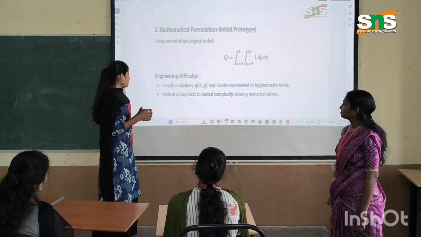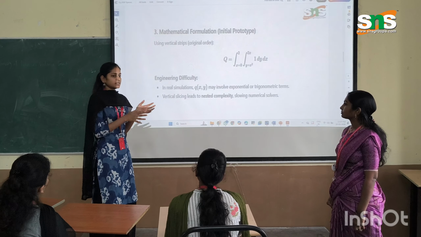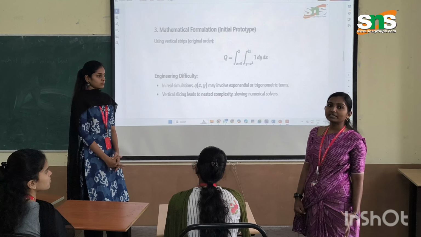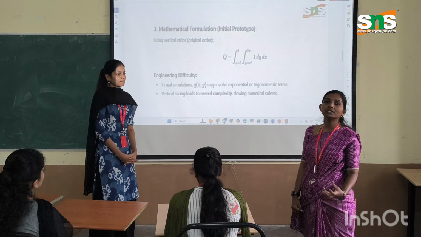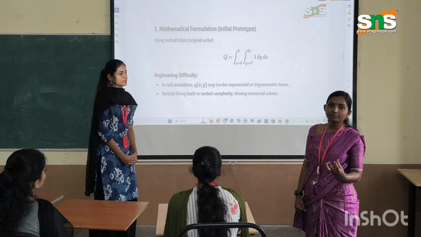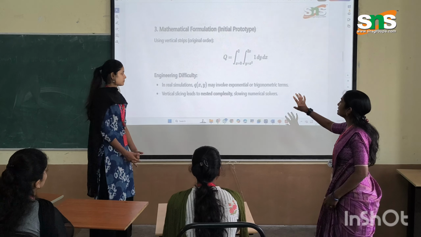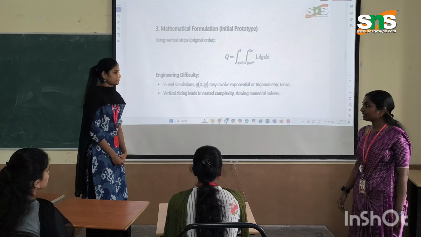Yes. Verticalizing leads us to complexity. It basically says that it is difficult to integrate. So these are the difficulties faced by the engineers. What are the difficulties? Computational problems are to be integrated here. Integration difficulty is faced by the engineers using exponential and trigonometrical terms. That is what they have explained here later.